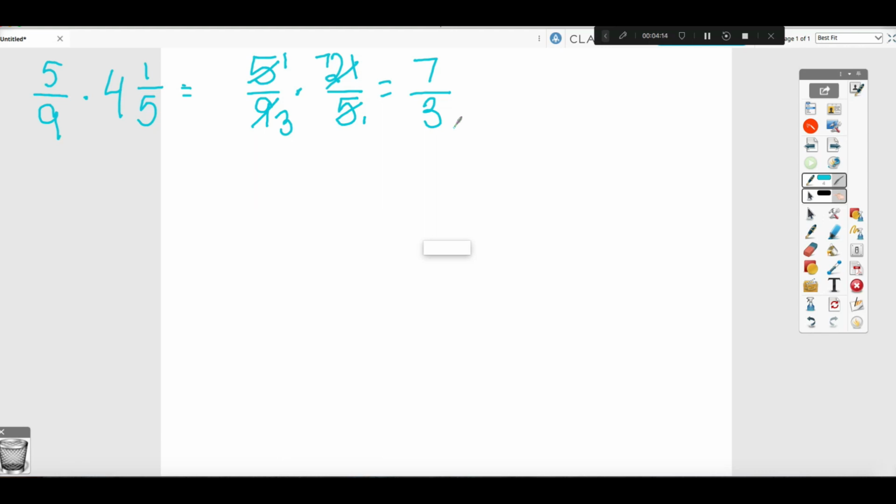Yep, we do. You're right. Let's put it back into mixed number form. How do I do that? Divide. 7 inside the box, 3 outside the box. What does that equal? 2 1/3.